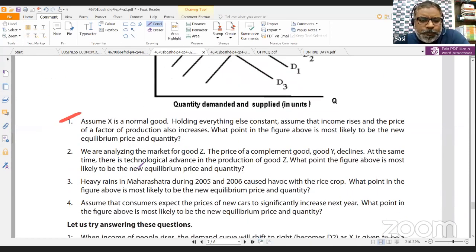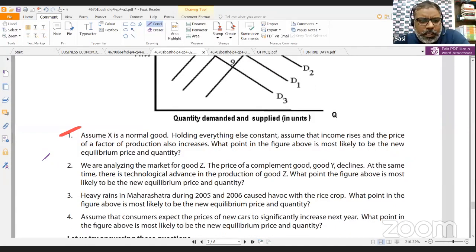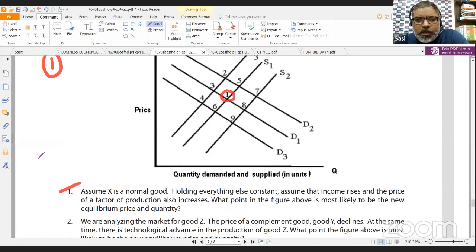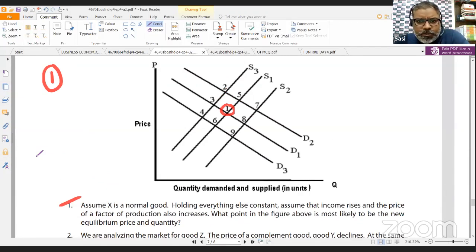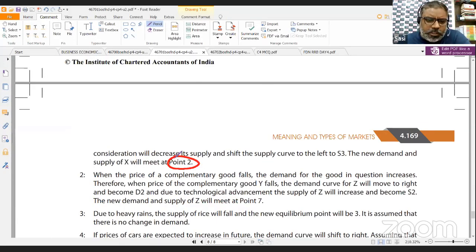But from this question, what happens according to the situation? Income rises, he said. When income rises, demand shifts rightwards. That means D1 becomes D2. Then the price of a factor of production also increases. Price of a factor of production increasing means supply decreases. That means S1 becomes S3. So S3 and D2, what is the intersection point? The answer for question number 1 should be point 2. That is point 2. That is the answer for question number 1.